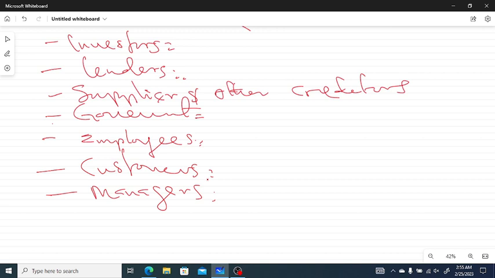But they still use the financial statement because they are the ones preparing it and they have the details of everything. So they also need the financial statement of a business.